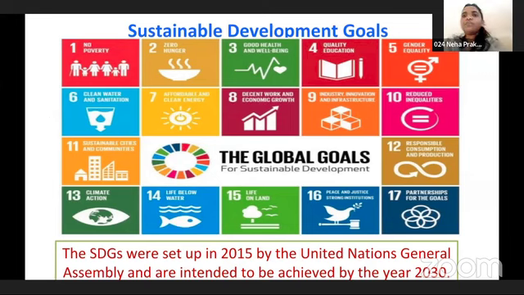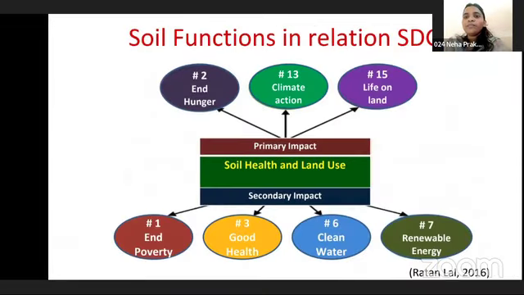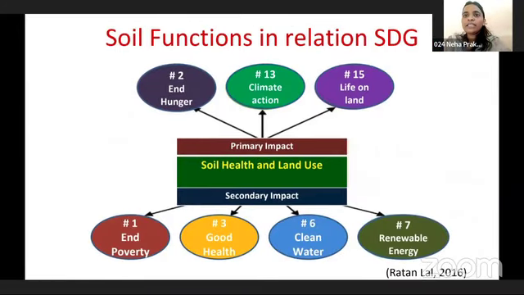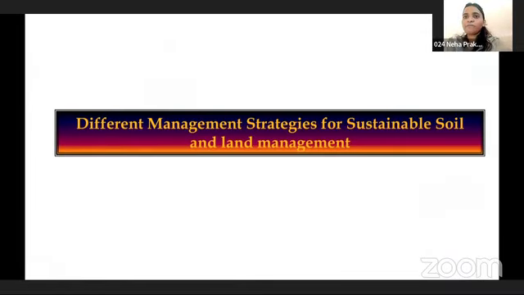These are the sustainable goals. There are 17 sustainable goals set by the United Nations for the sustainable development of human life. Among them, 7 goals are related to soil function: end hunger, climate action, life on land, poverty, good health, clean water, and renewable energy. These are the 7 sustainable goals related to soil functions.